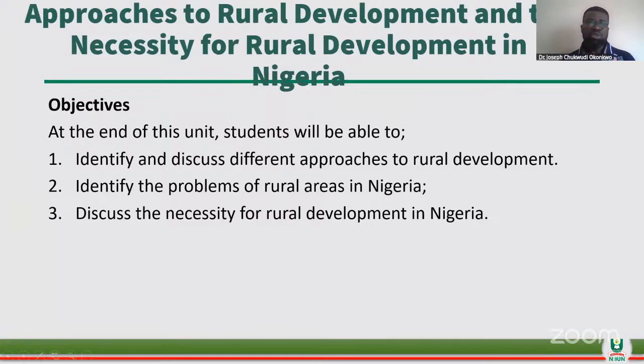Today, we are going to be talking about the approaches to rural development and the necessity for rural development in Nigeria. The expectation is that at the end of today's session, every student should be able to identify and discuss different approaches to rural development. Every student should be able to identify the problems of rural areas in Nigeria, as well as discuss the necessity for rural development in Nigeria. Because when you see the problems that rural areas experience, you will now understand why it is necessary that rural development is carried out in Nigeria.